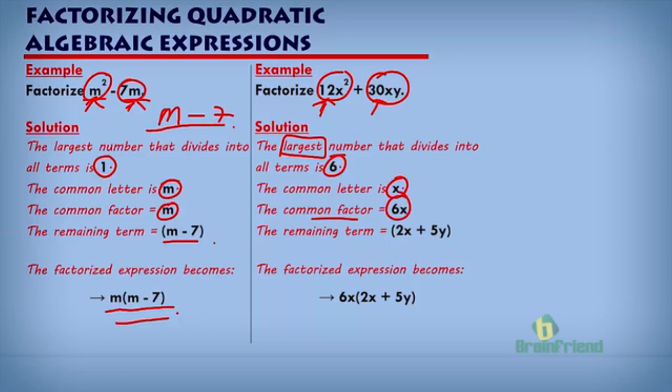Now, if we take away 6x from the first term here, what do we have left? 12 divided by 6 is 2. x squared divided by x is x. So we have 2x left. Plus, again, 6x: 30 divided by 6 is 5. xy divided by x cancels out, we have y left. So this is the remaining term. To get our factorized expression, we multiply the common factor by the remaining term. Common factor is 6x. Remaining term is 2x plus 5y. And so we have our factorized expression as 6x, all in bracket, 2x plus 5y.